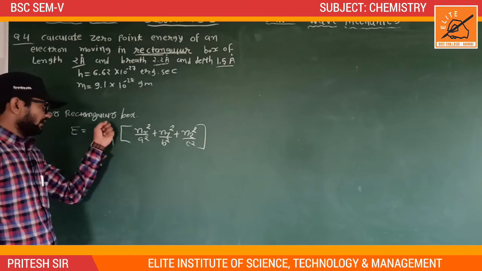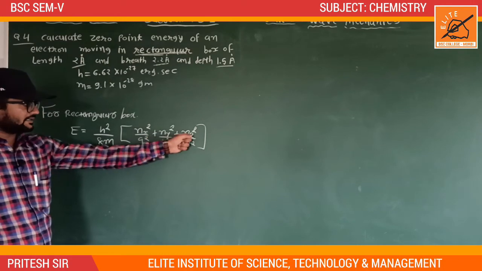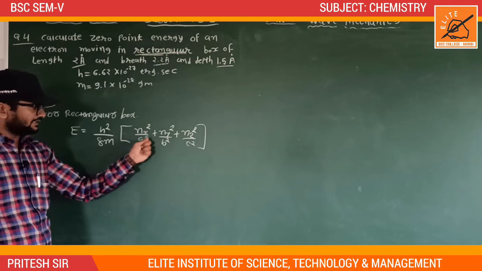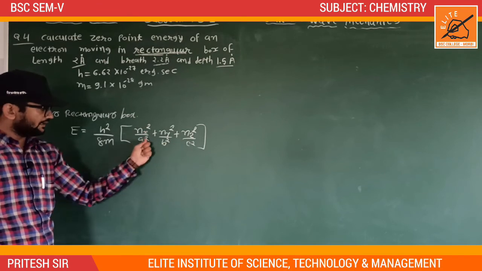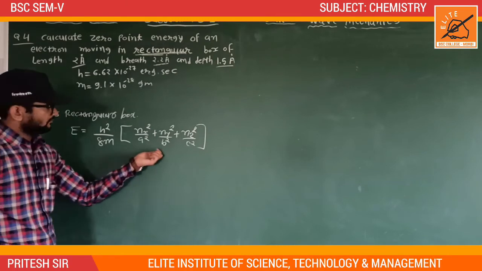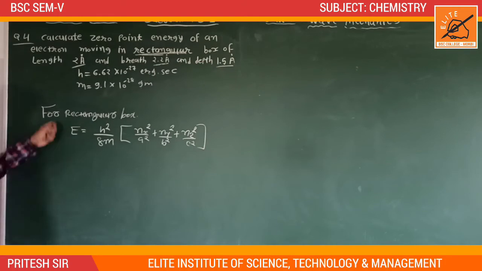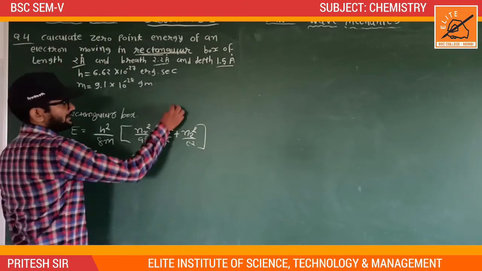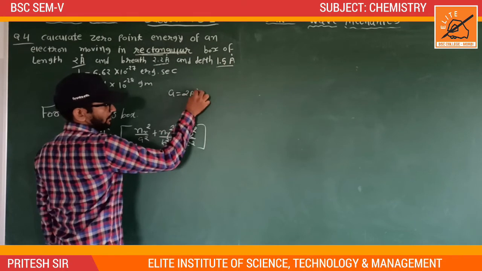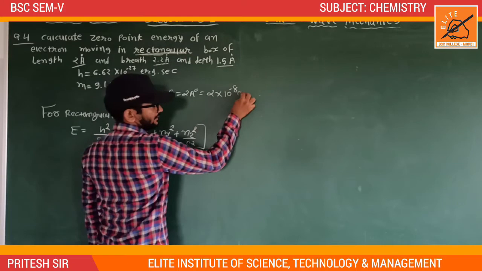Here h is Planck constant, m is mass, nx, ny and nz are three different energy levels, and small a, small b and small c are length, width and height. In this case, length is given, so the value of a is equal to 2 angstrom, which is equal to 2 into 10 to the power minus 8 centimeter.